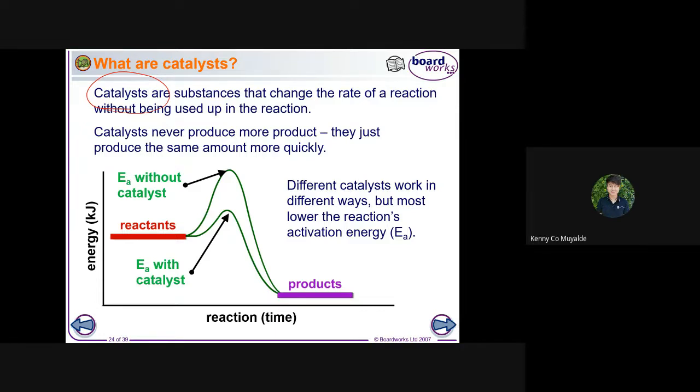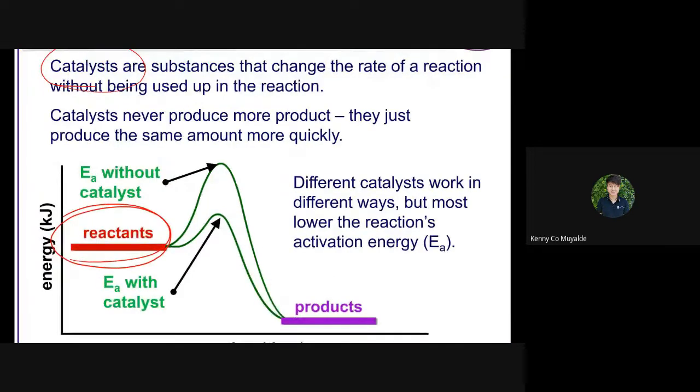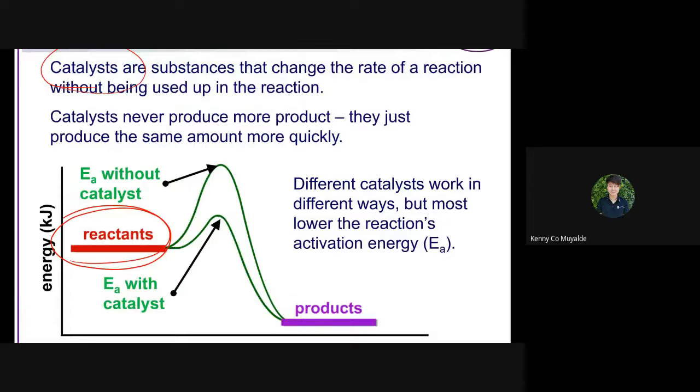Okay? Ano ba yung energy requirement na to? Ano ba tong activation energy na to? So the activation energy is the energy needed in order for a chemical reaction to take place kapag nagko-collide ang mga substances. So for example, ito yung reactants natin. They must have a certain amount of energy in order for them to undergo chemical reaction. Kapag walang catalyst, mataas yung energy requirement natin.